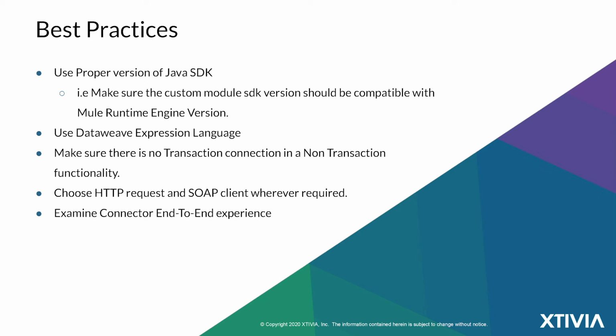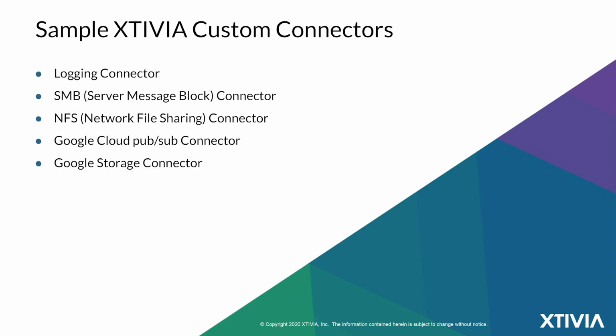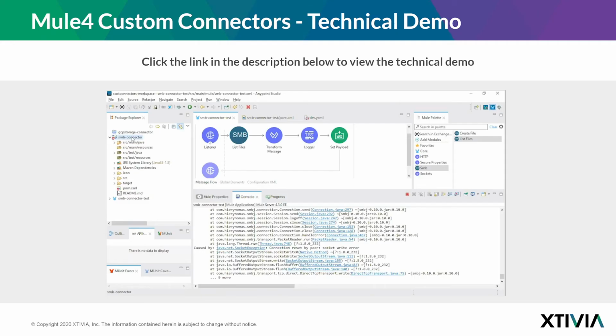The last thing is we have to make sure that the connector is working end to end. So with that, we'd like to provide a list of connectors that XTIVIA has actually built for our clients. For example, logging connector, server message block, network file sharing, Google Cloud Pub Sub connector, and Google Storage connector as well. We also have a technical demo that can be accessed via the link in the description below.